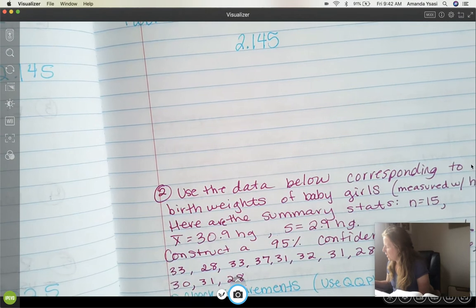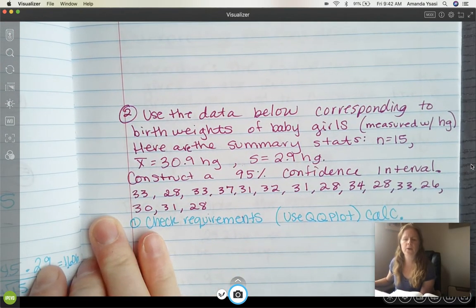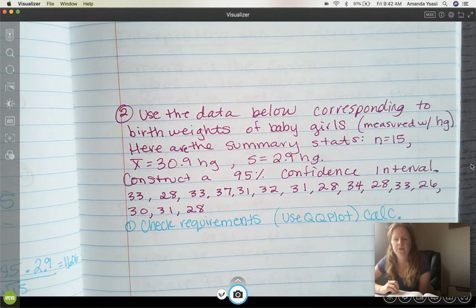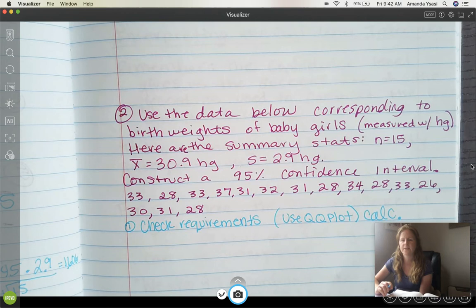Let's look at the data. Use the data below corresponding to birth weights of baby girls, measured in HG, that's hectograms. Here are the summary stats. We have n equals 15. Sample mean is 30.9, and the standard deviation is 2.9. Construct a 95% confidence interval.